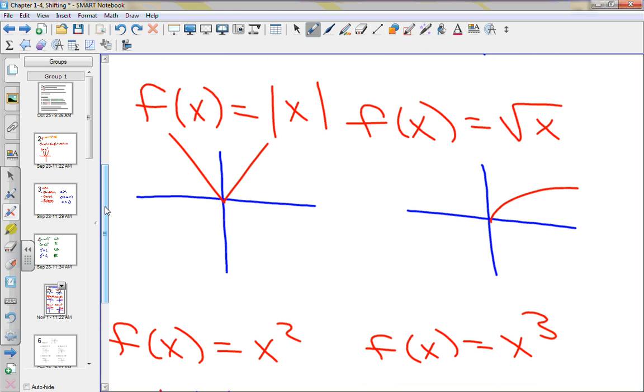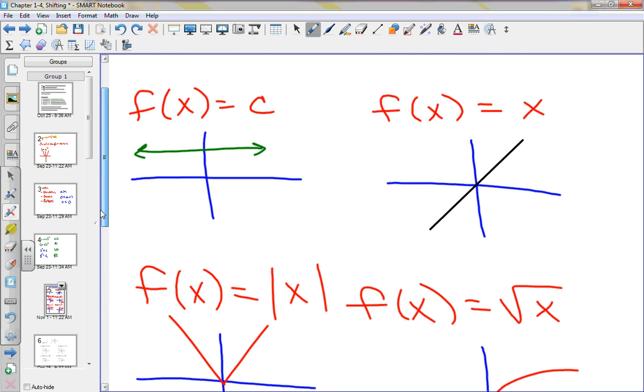Now, how about the square? How about the absolute value of x? What type of function is that? It's an even function. We can clearly see that I can fold that over top. What about the square root of x? Neither, because it's the one-armed bandit. Do we understand that? Good job.